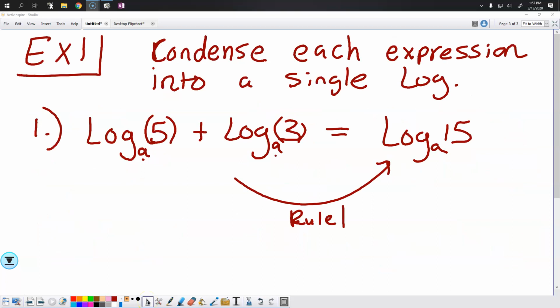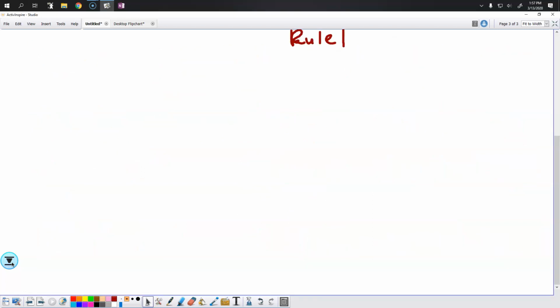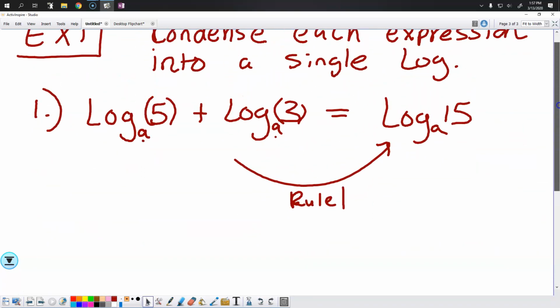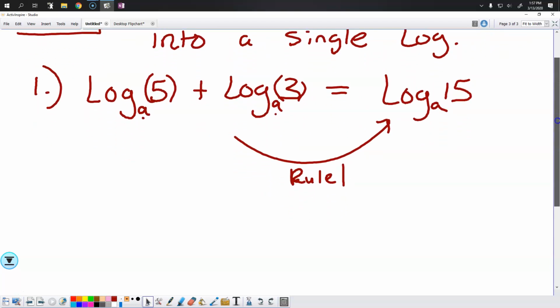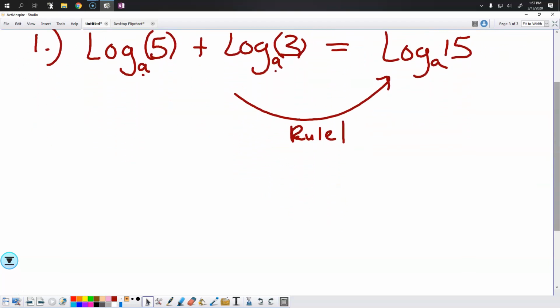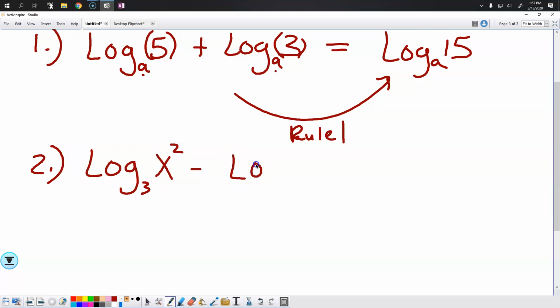So next one. For those of you guys watching the video, I accidentally forgot to record one, but there it is. Let's go ahead and take a look at a second problem here. How about number 2? Log base 3 of x squared minus log base 3 of x.